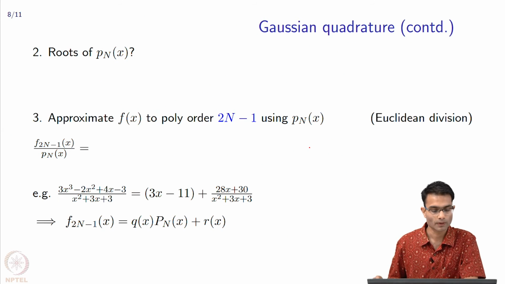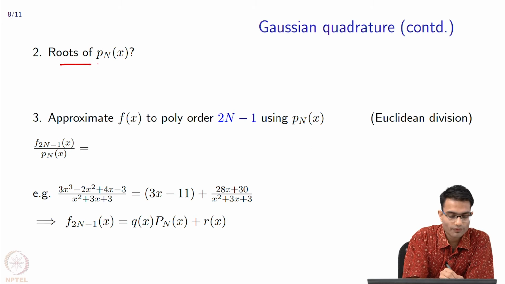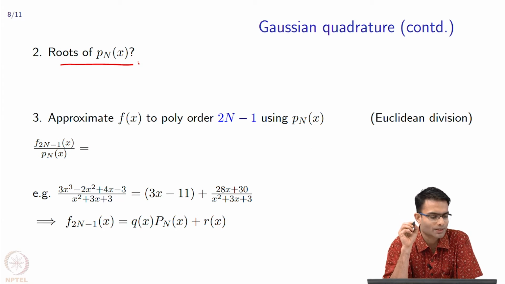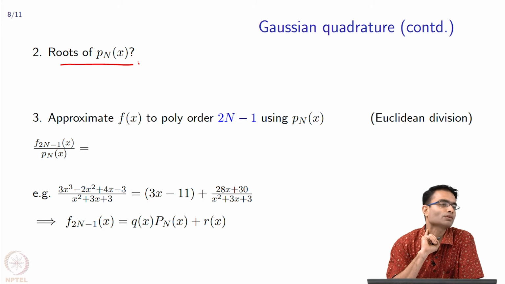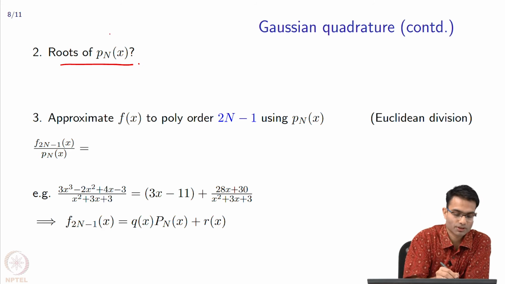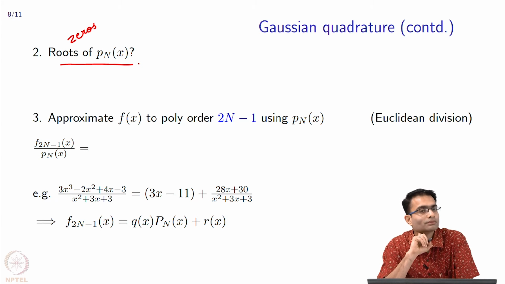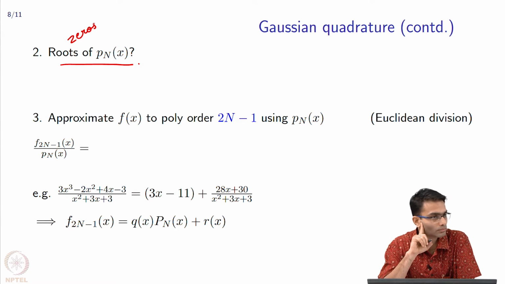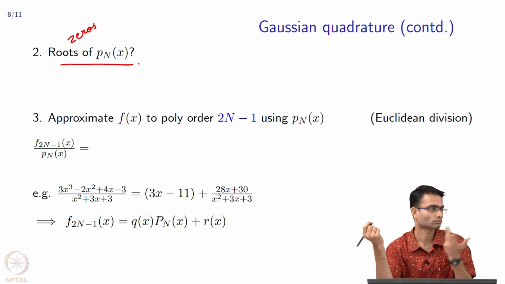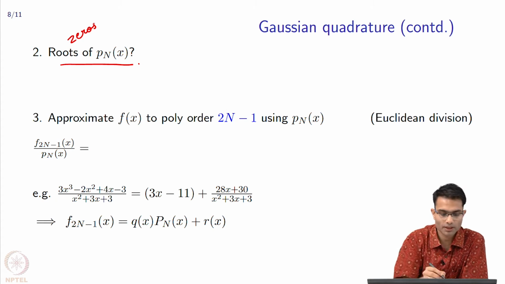Now, step 2, what are the roots of this polynomial function? I am not asking a very specific question. I am just saying how many roots will there be of this nth order polynomial? Call it zeros. How many roots does it have? At max n, they can be repeated roots also, right. (x minus 2) whole squared, 2 is repeated twice. So, there are n roots.